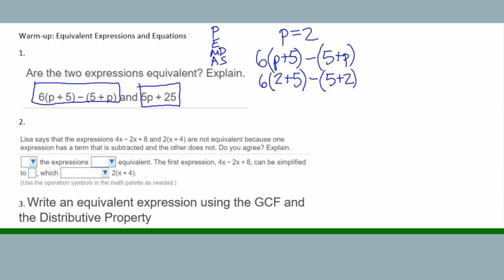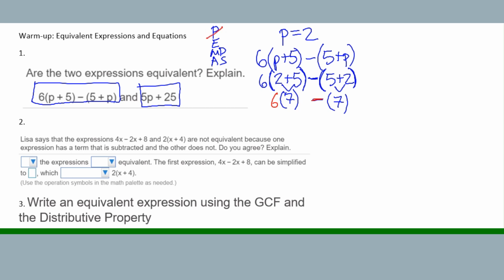So I'm going to evaluate my parentheses first. I have two sets of parentheses. 2 plus 5 is equivalent to 7, and I'm going to keep that in parentheses. And then 5 plus 2 is equivalent to 7, and I'm going to keep that in parentheses. And I'm going to bring down everything I didn't use: this minus sign and this times 6. So I've evaluated my parentheses.